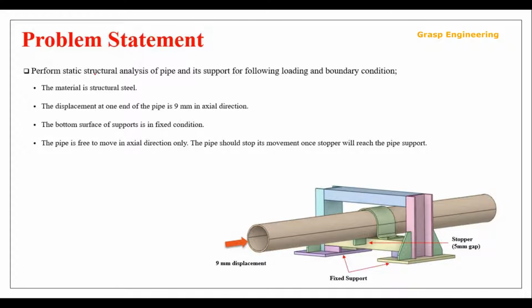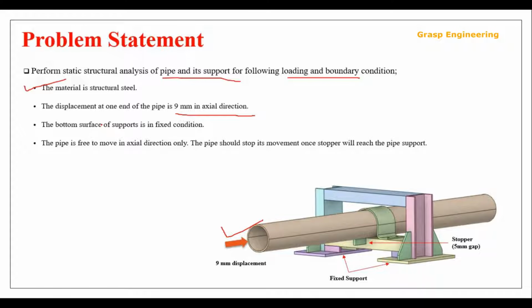We need to perform the static structural analysis of the pipe and its support for the following loading and boundary conditions. First, the material is structural steel. The displacement at one end of the pipe is 9 mm in the axial direction, so we need to apply the displacement. You can say that this displacement is experienced due to the external piping which is attached to this respective pipe. So here we need to apply 9 mm of displacement in the axial direction.